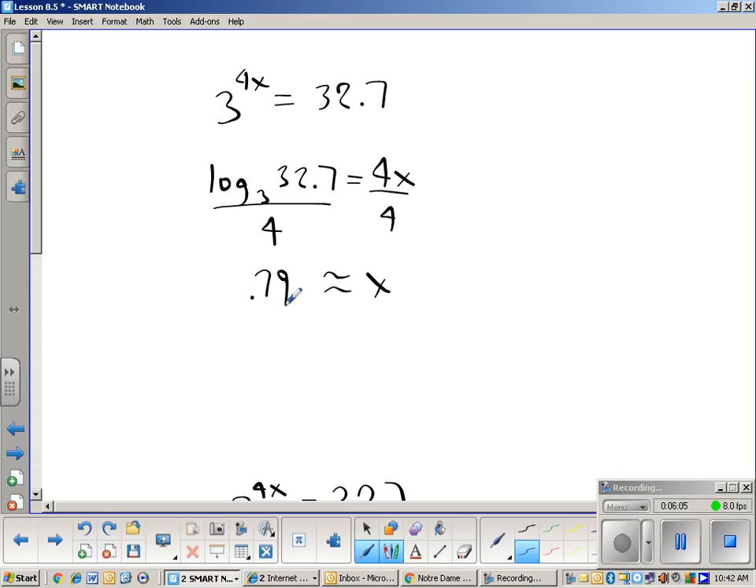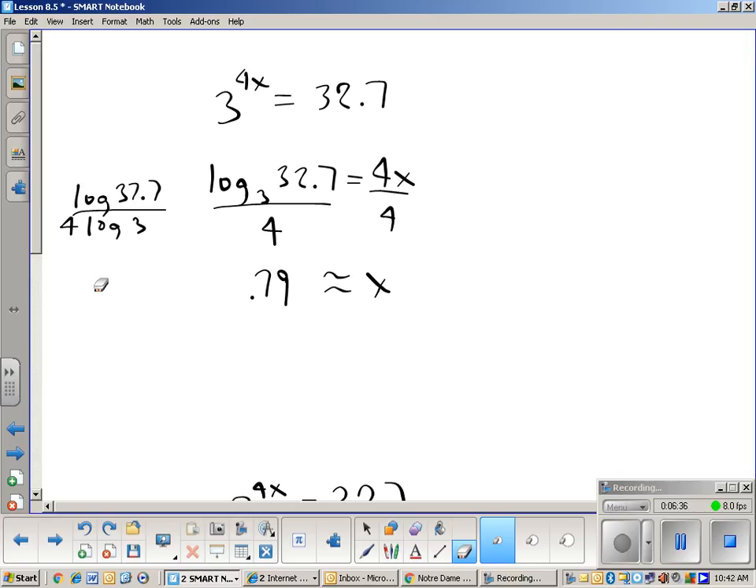Okay? If I had used a change of base formula on this, I would have gotten log 32.7 divided by log 3 divided by 4. In other words, times 1/4. So I would have gotten this. Okay? I would have gotten that. So there's one way to solve that.